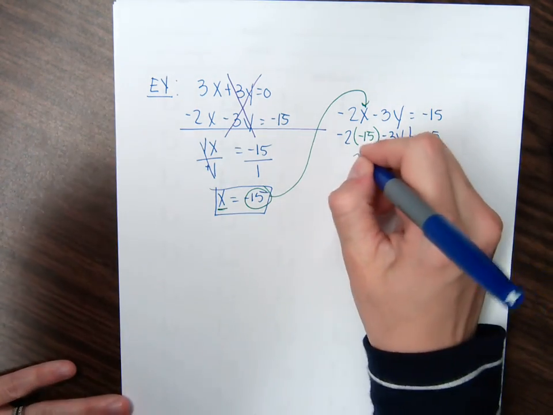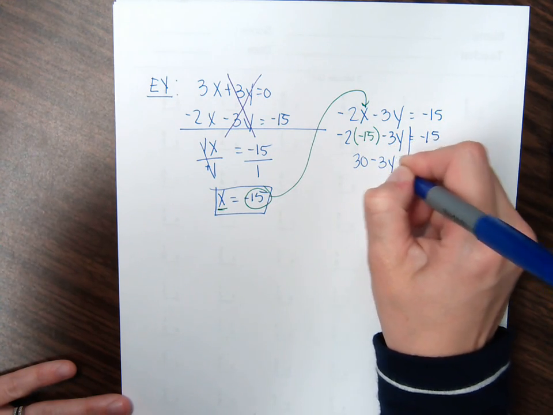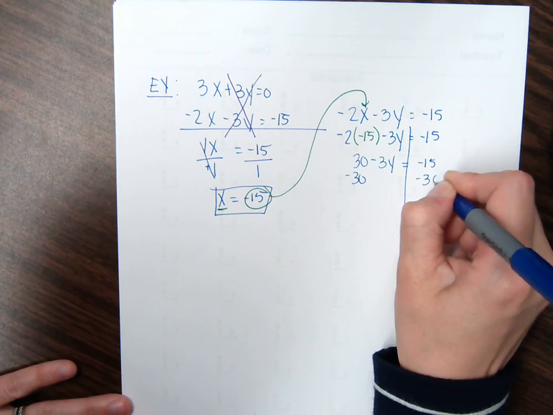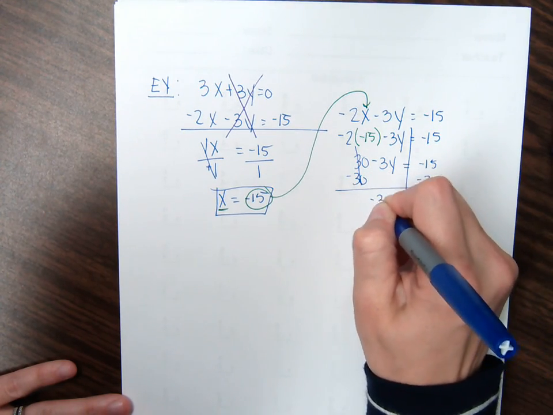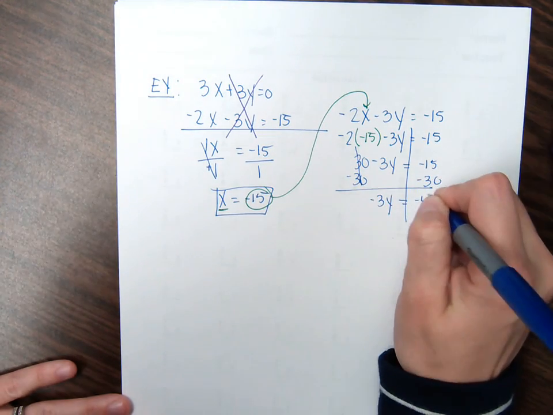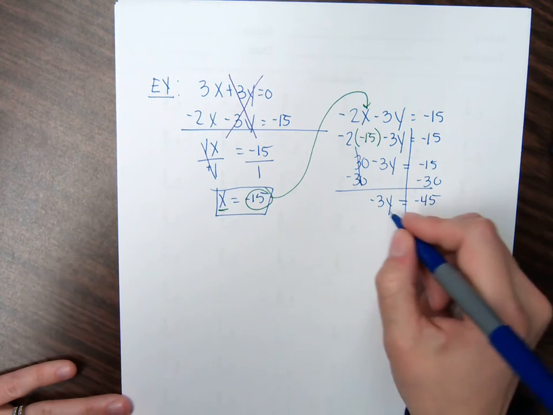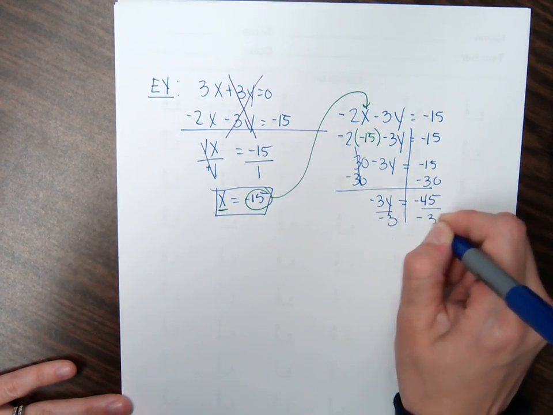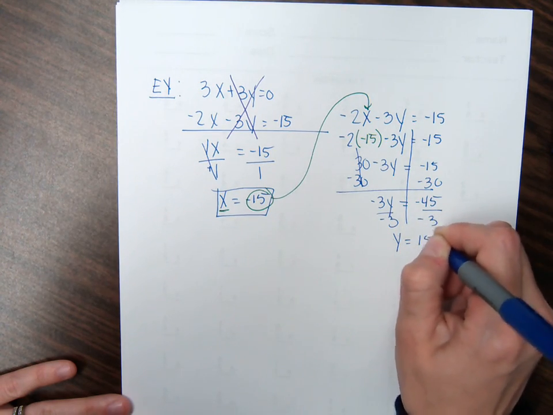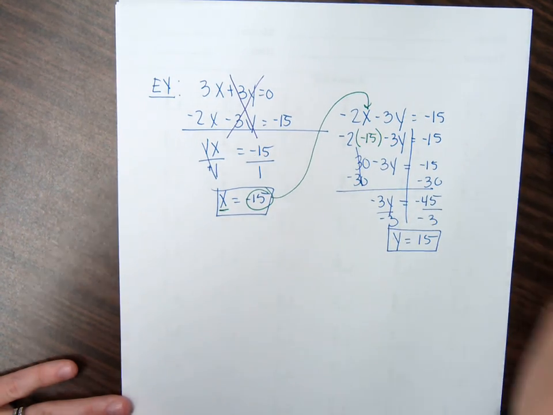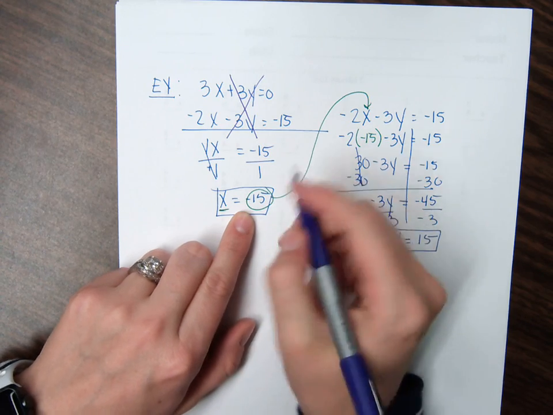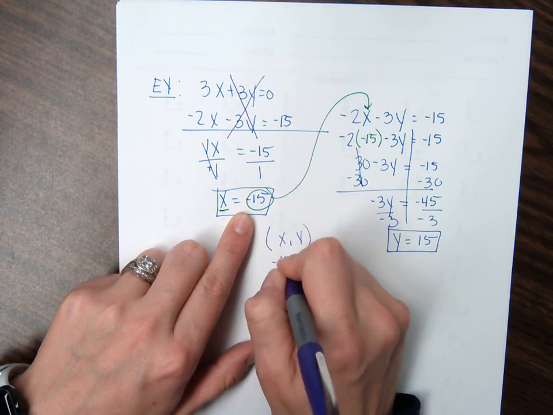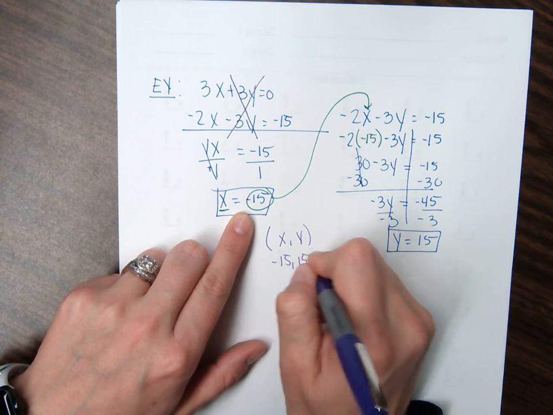Negative 2 times negative 15 is 30. Minus 3y equals negative 15. We want to subtract 30 on both sides. That gives me negative 3y equals negative 45. Negative 3y is multiplication, so we're dividing both sides by negative 3, and I have y equals 15. And I have my x and my y, so I can write it as an ordered pair, x comma y, which is negative 15 comma 15.